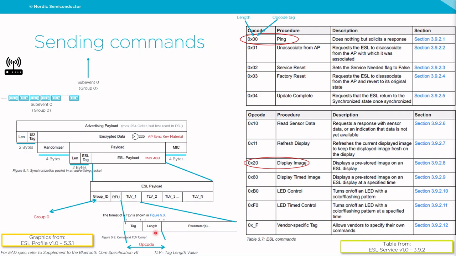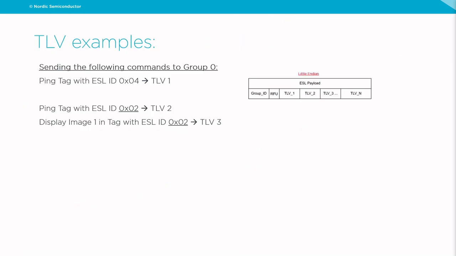Now let's look at a real example. Let's say that we want to send the following command to some specific tags in group 0. As a reminder, we are assuming that the tags are already in synchronized state. So they are all synchronized and they can wake up at the right sub-event and listen to these commands from the access point. In this case, for example, we want to ping the tag with ESL ID 4, and we want to check if the tag, for example, is still alive, is everything okay, or if it has any error. And we will include this command in the first TLV, number 1.